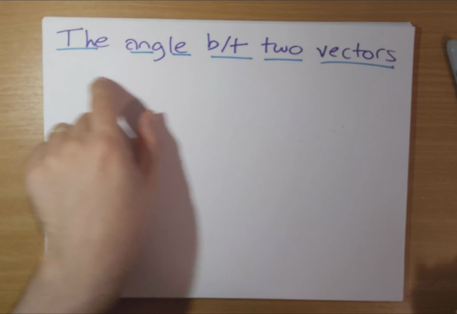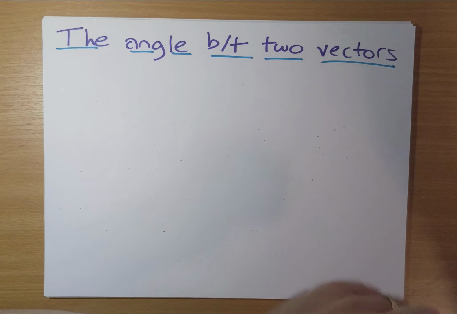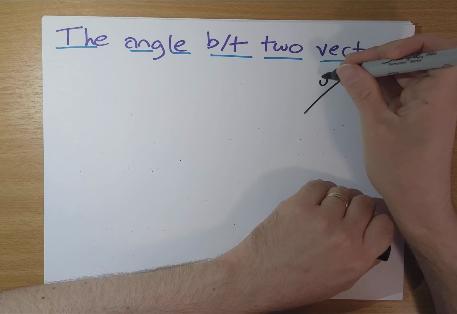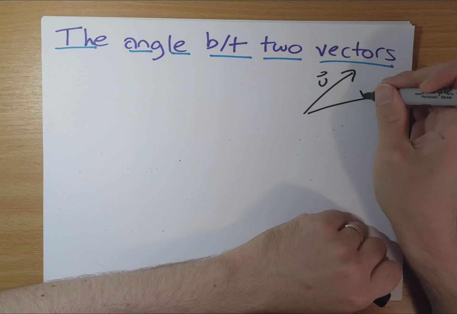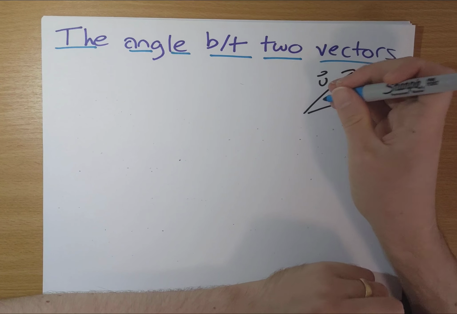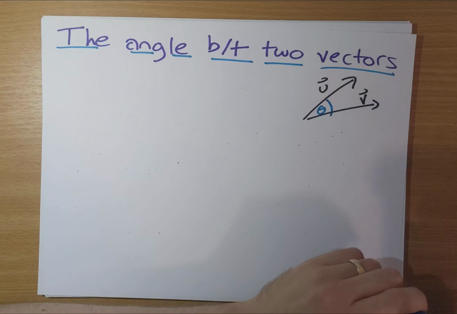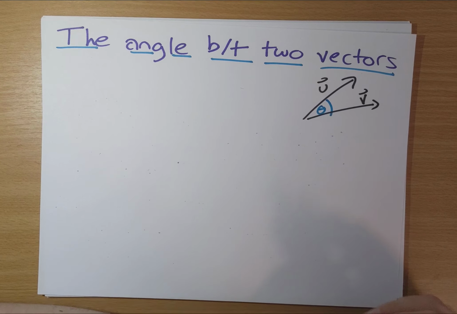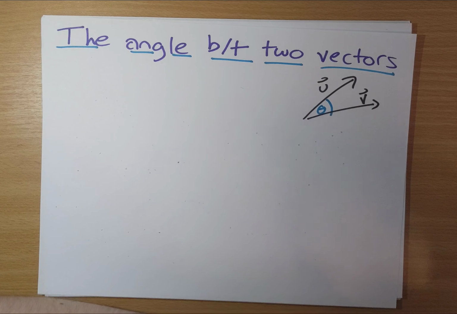Let's talk about the angle between two vectors. So we have some vector here, u, we have some vector here, v. And so the angle between the vectors, this theta here, what can we say about this angle? Is there a way to come up with a formula for it?